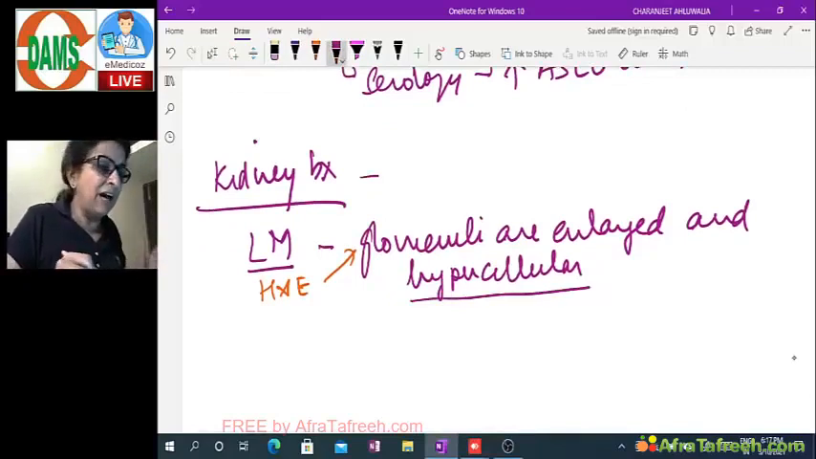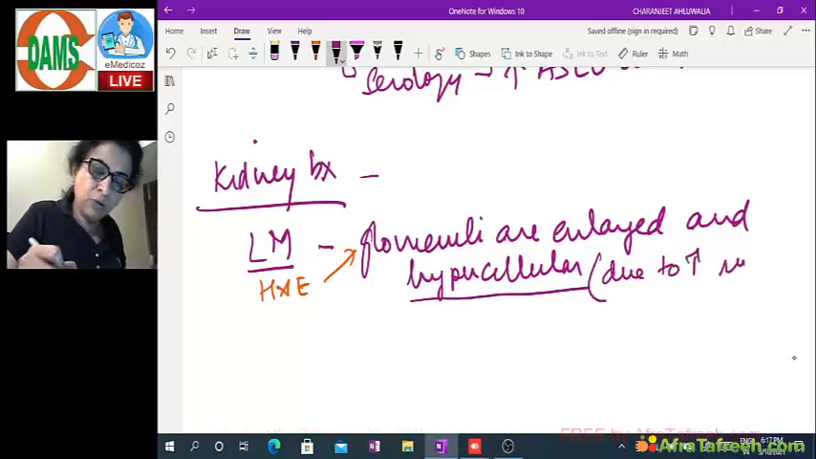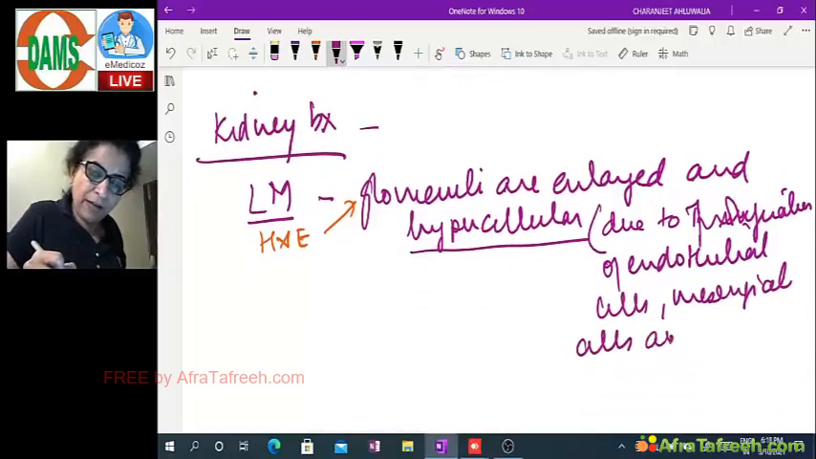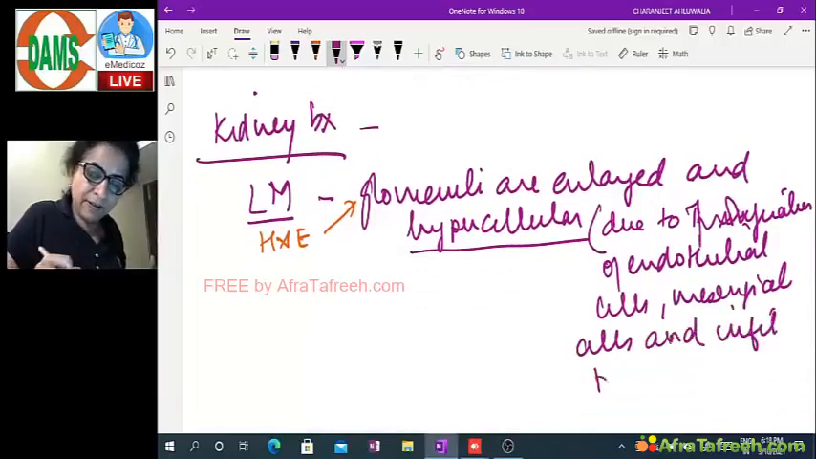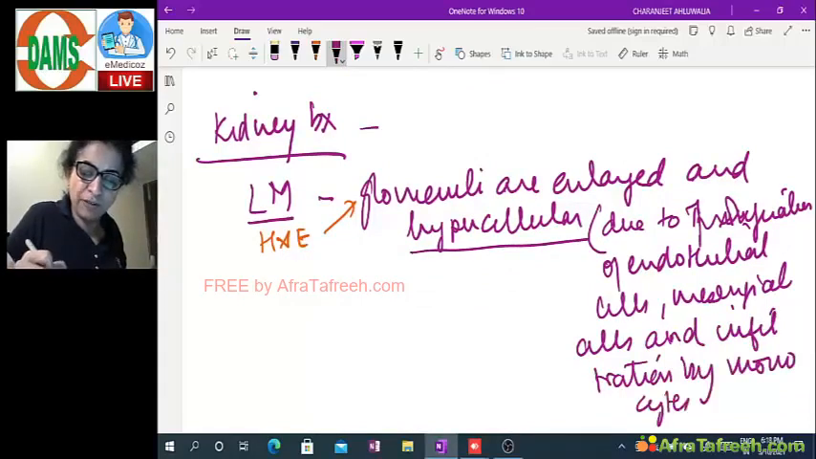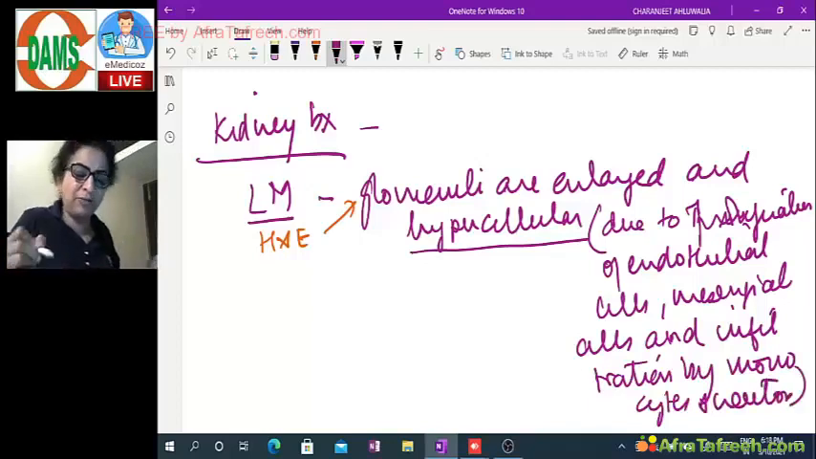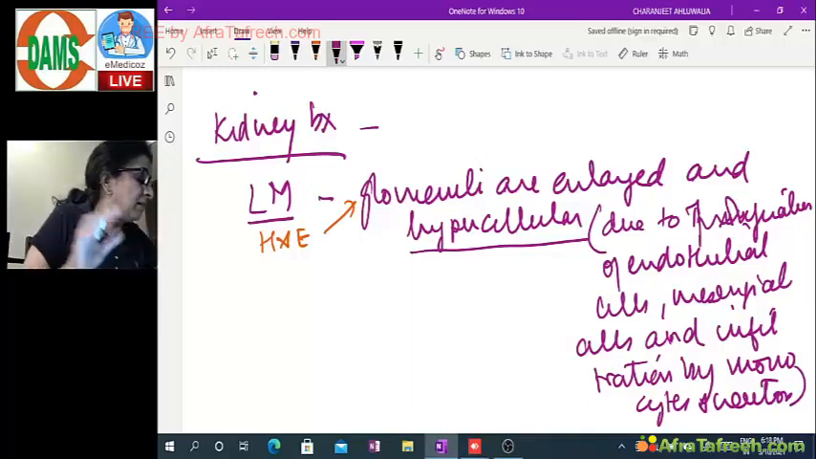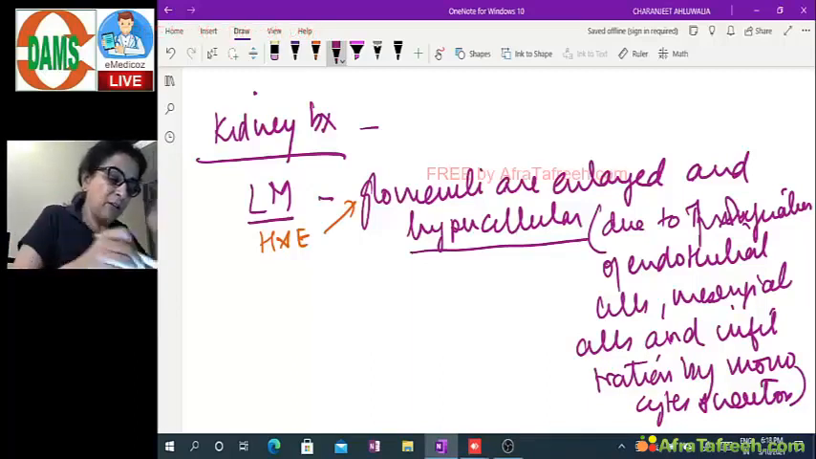So the glomeruli are enlarged and hypercellular due to proliferation of endothelial cells. So they are proliferating. Mesangial cells, and infiltration by monocytes and neutrophils. Even neutrophils come. All of them come and they make the glomerulus look very cellular by this microscope. So this is acute proliferative glomerulonephritis.